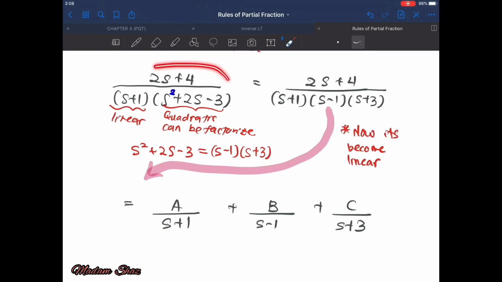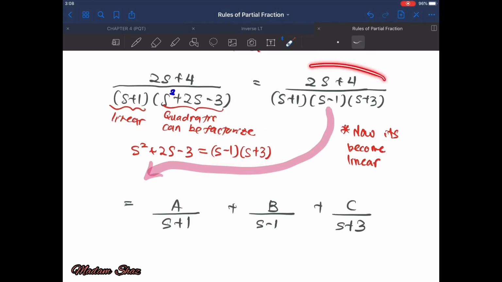For the next example, we have (2s + 4) divided by (s + 1), which is a linear term, multiplied by (s² + 2s − 3), which is a quadratic term that can be factorized. When we use the calculator, we get the answer (s − 1)(s + 3). So this answer you have to substitute back into the position of the quadratic term.